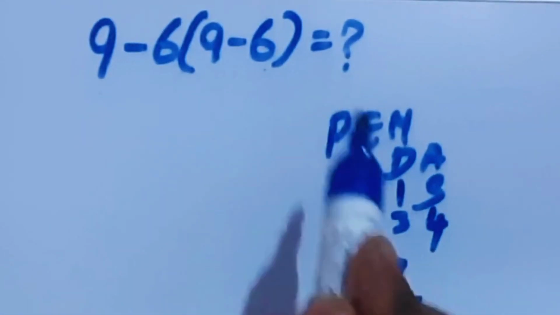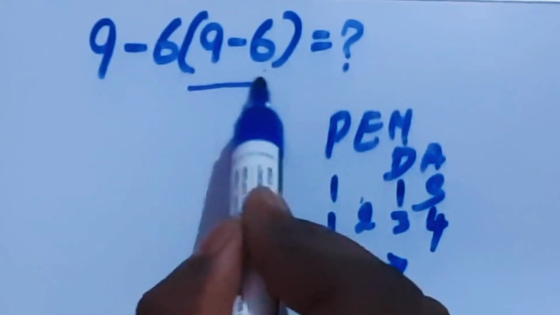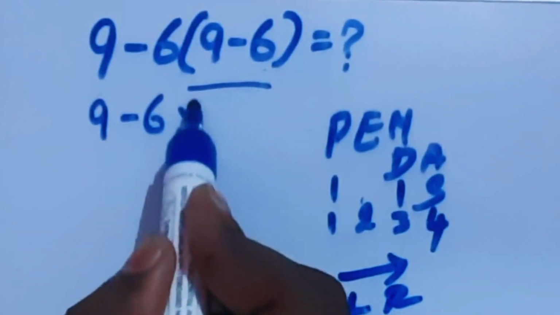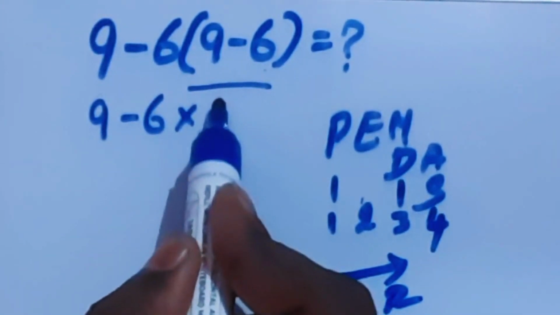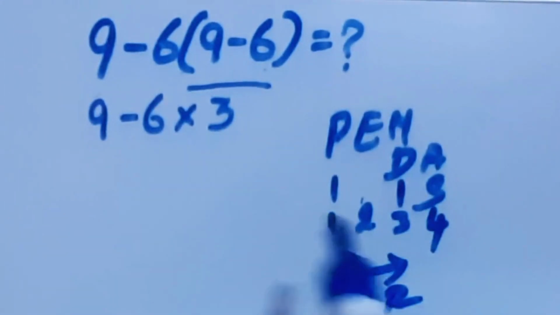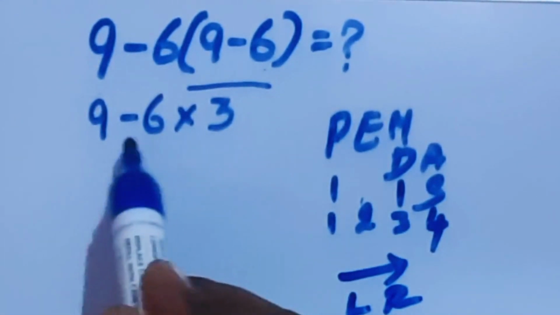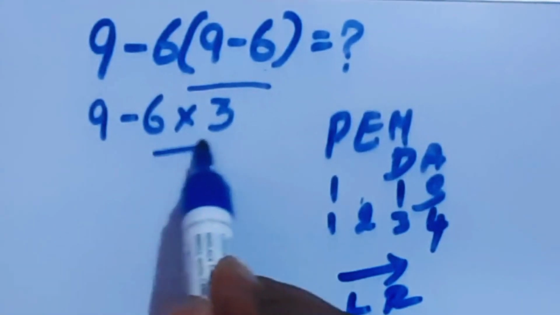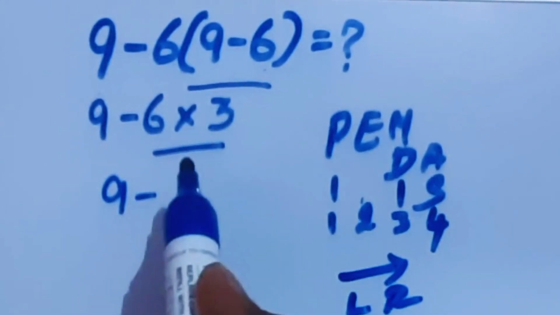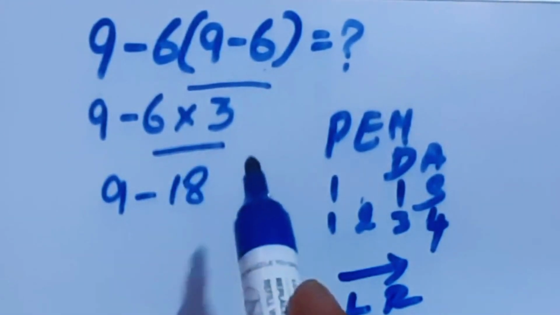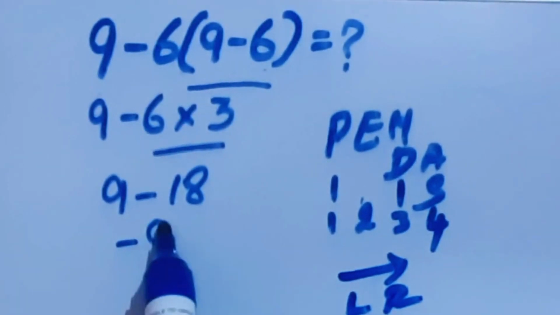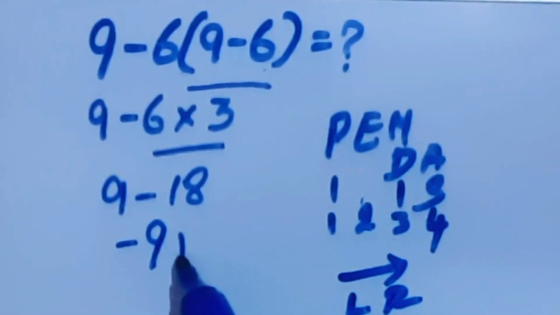As per the order of operations, PEMDAS, we have to do this bracket first. So 9 minus 6 times (9 minus 6) is here 3. Now in the order of operations, multiplication is higher priority than subtraction, so we have to do this first. So 9 minus this is 18. Now this 9 minus 18 is minus 9. This is the correct answer.